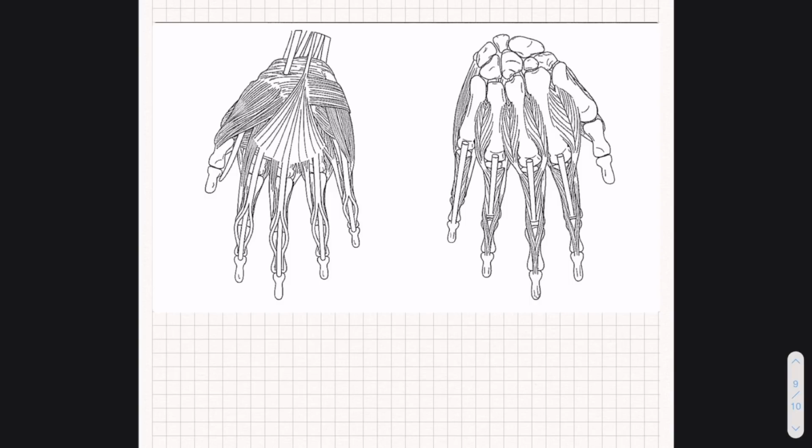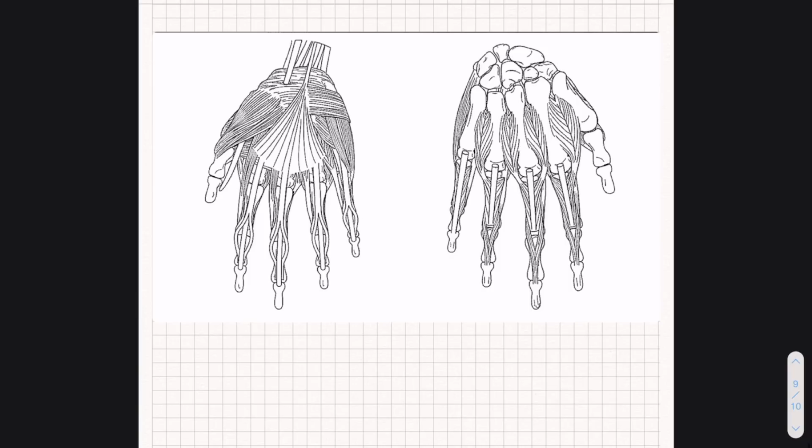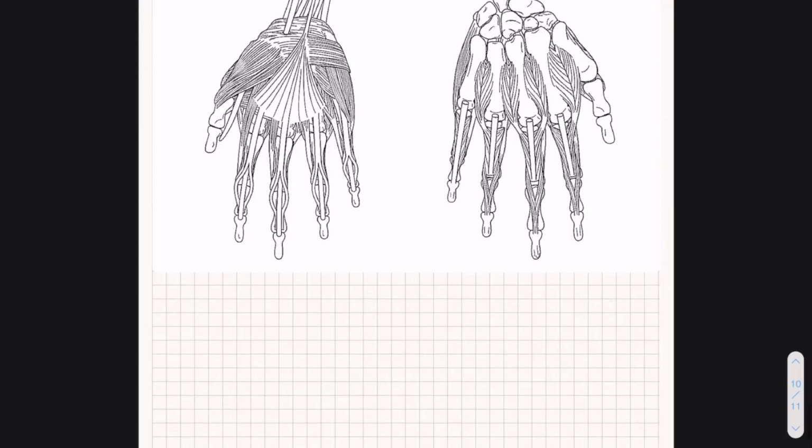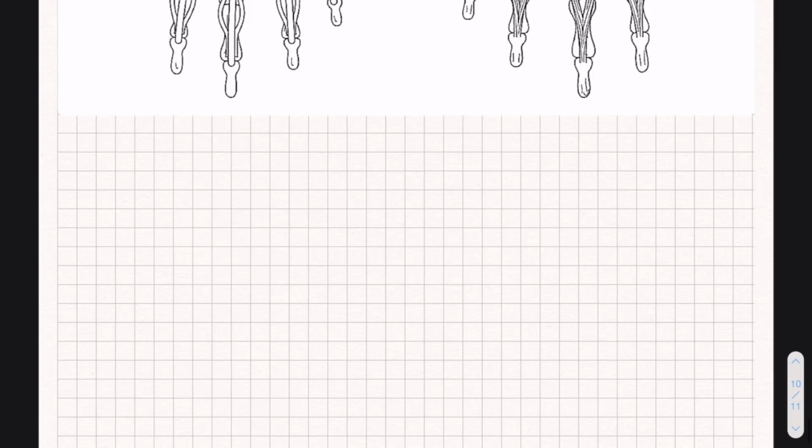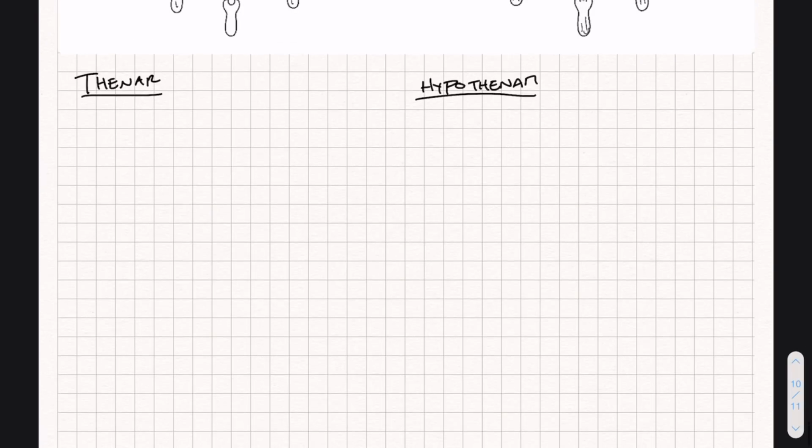Okay, to finish up with the muscles, we are going to end it with the hand. Okay, we can separate this into a couple different categories. So, first one we're going to look at is our group of muscles called the thenar muscles. Then we have a group of muscles called the hypothenar. And then we have a couple other ones we'll discuss at the very end. So the word thenar just refers to the thumb side. Hypothenar refers to the pinky side.